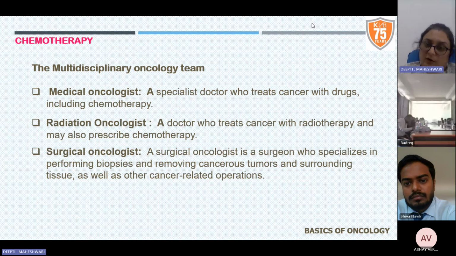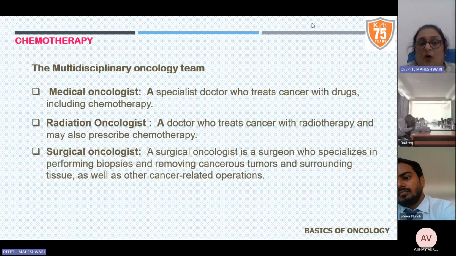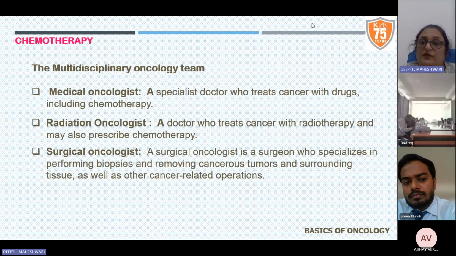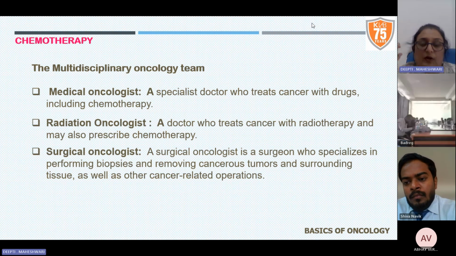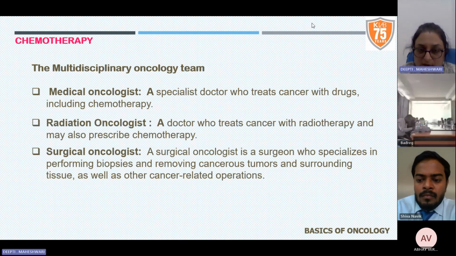Okay. Then you have the radiation oncologist who treats cancer with the help of radiations, and sometimes he might give some chemotherapy, like concurrent therapy, along with radiation therapy. Okay, then you have the surgical oncologist. A surgical oncologist is a surgeon who specializes in taking biopsy samples. That means he removes a part of the tumor which can go to the pathology lab for biopsy. He also is a surgeon who removes the cancerous tumor or the cancerous growth and also the nearby tissues.